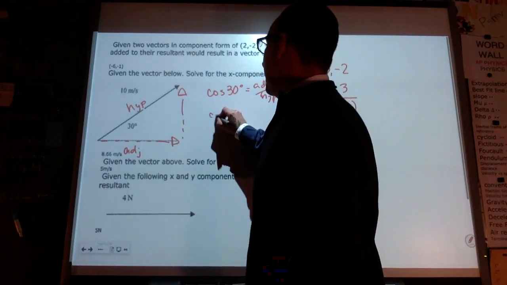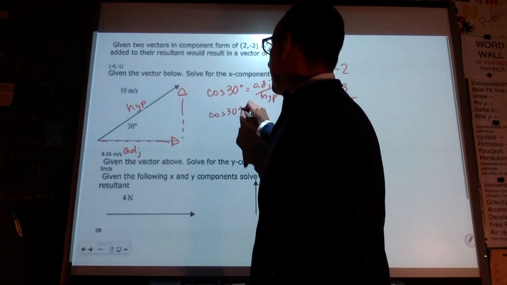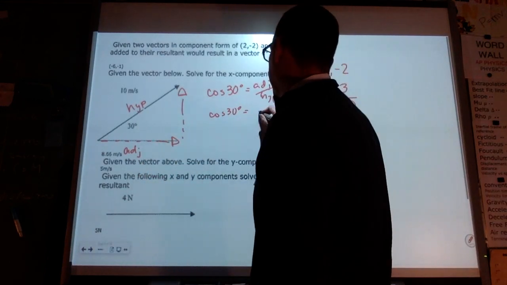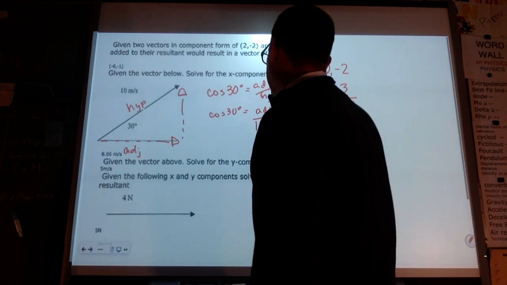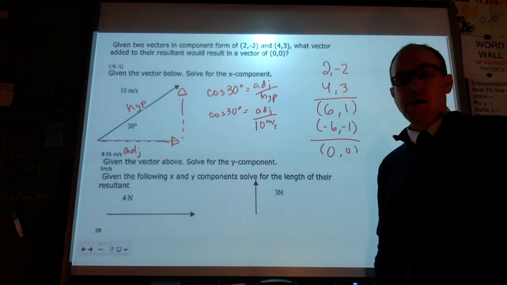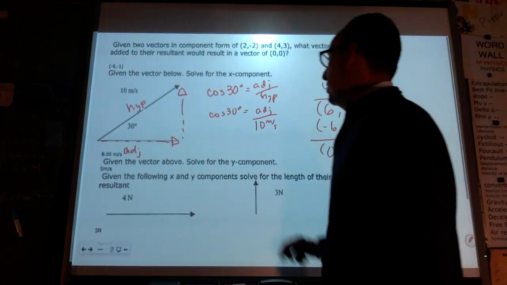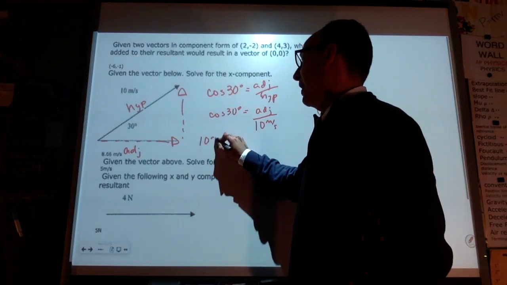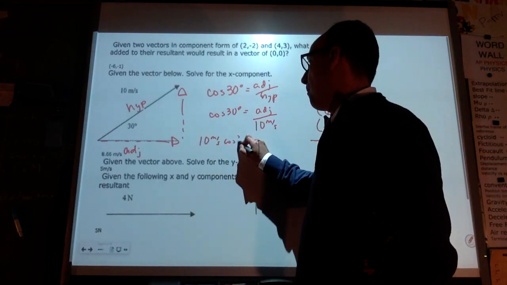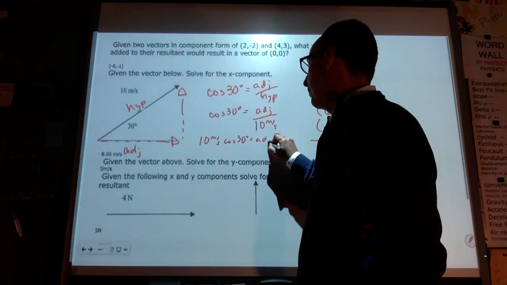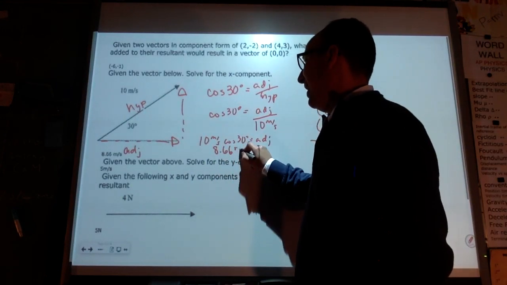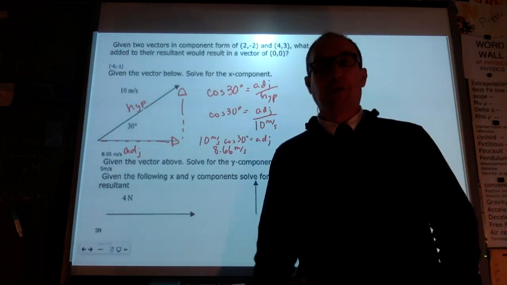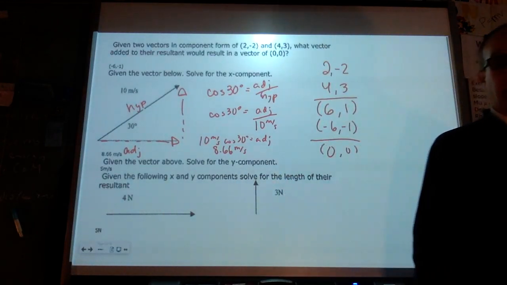So cosine 30 would be equal to my adjacent side over the hypotenuse, and we know what the hypotenuse is. It's 10 meters per second. If I multiply 10 meters per second times cosine of 30, I get 10 times radical 3 over 2, which would be 8.66.